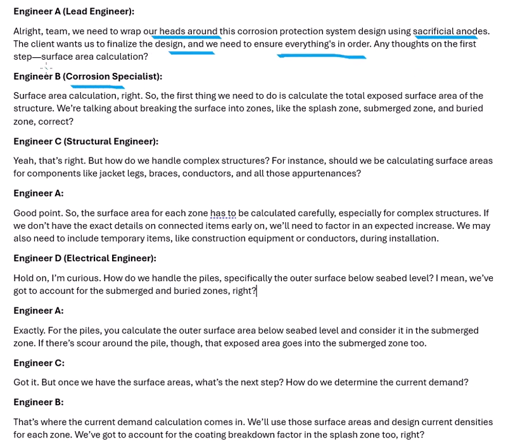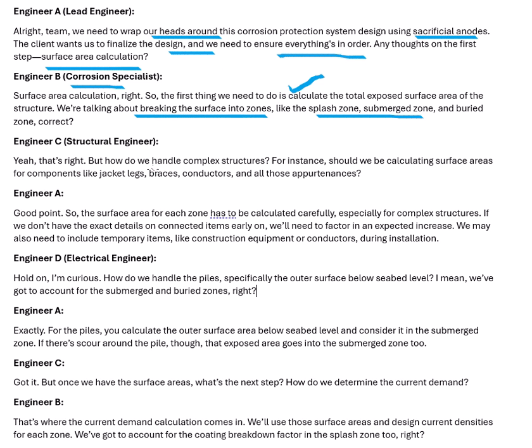Any thoughts on the first step? The first step is going to be the surface area calculation. The first thing we need to do is calculate the total exposed surface area of the structure. We are talking about breaking the surface into zones like a splash zone, submerged zone, and buried zone.